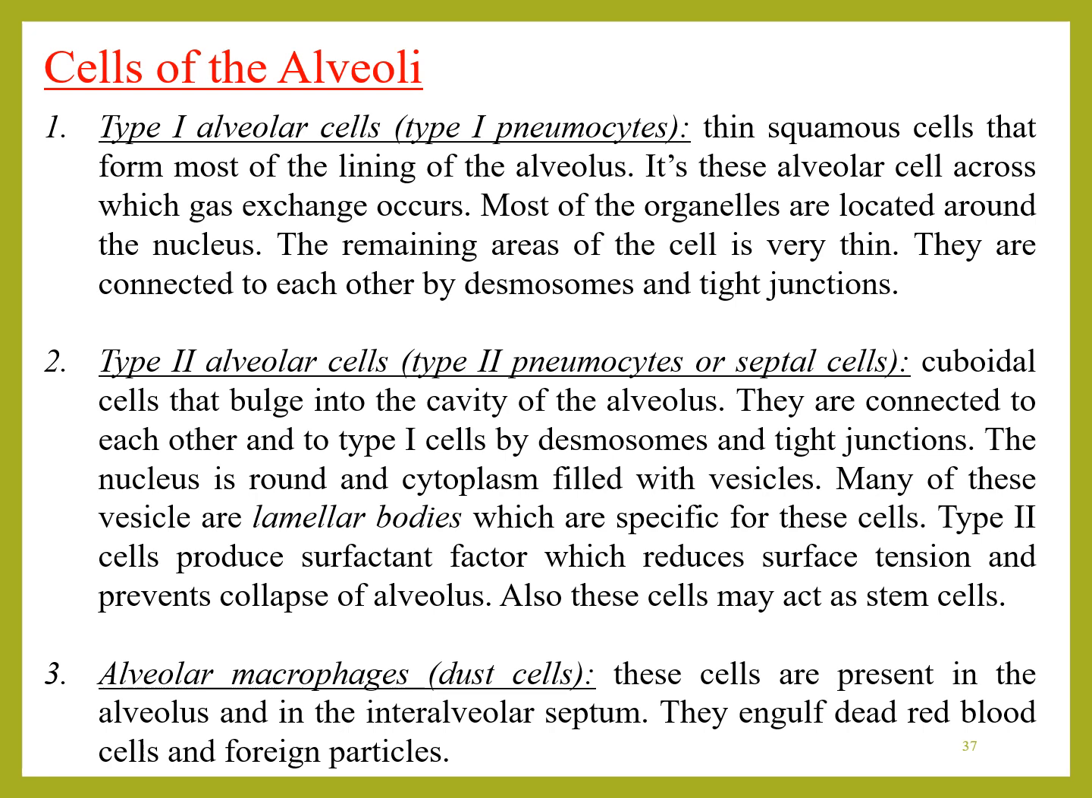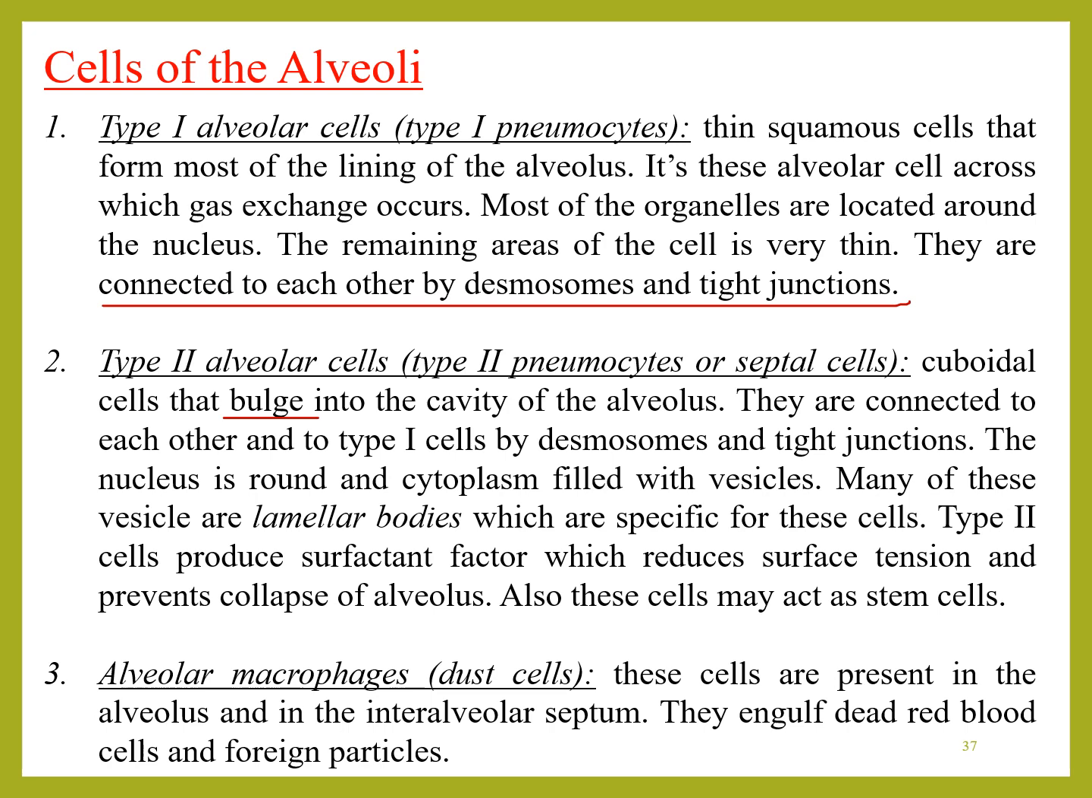The various type 1 pneumocytes are connected to each other by desmosomes and tight junctions. Type 2 alveolar cells, or type 2 pneumocytes, also called septal cells, are cuboidal cells that bulge into the cavity of the alveolus. They are connected with each other and to type 1 pneumocytes by desmosomes and tight junctions. The nucleus is round and the cytoplasm is filled with vesicles.